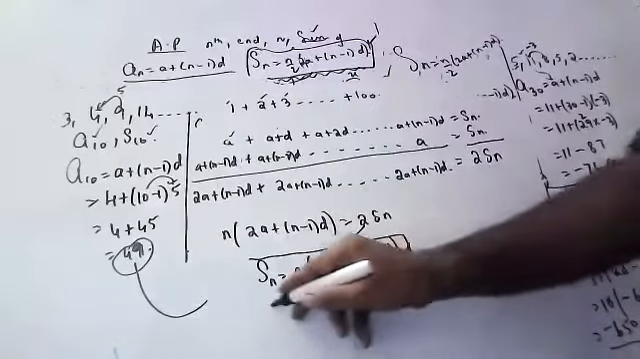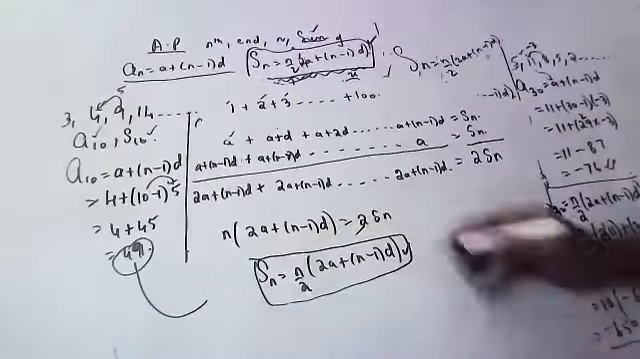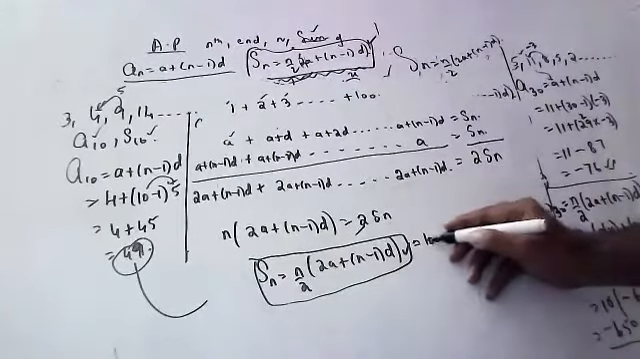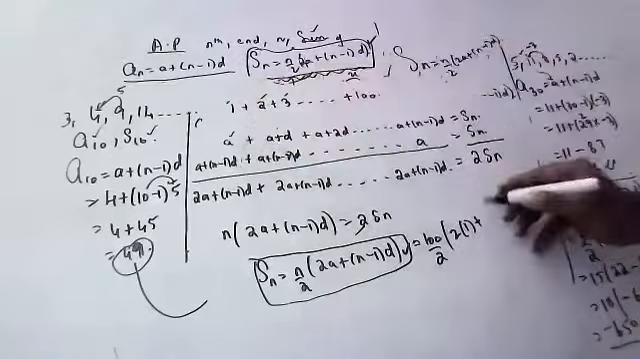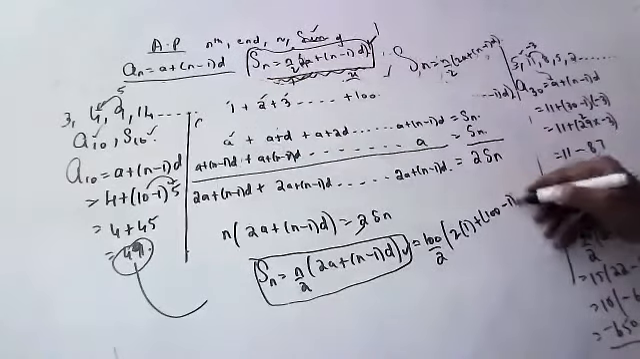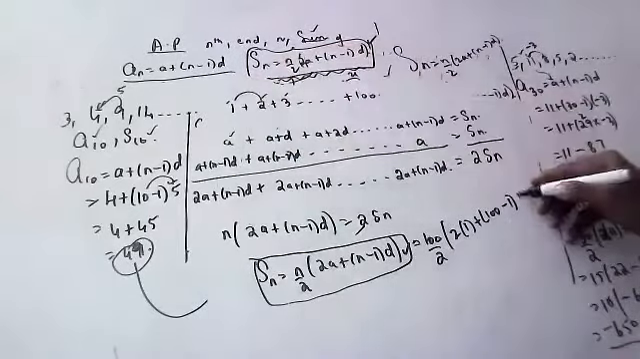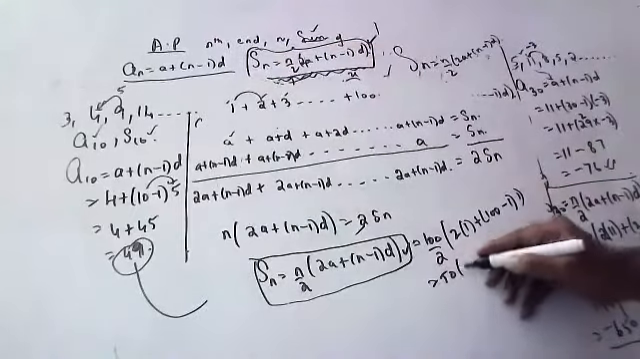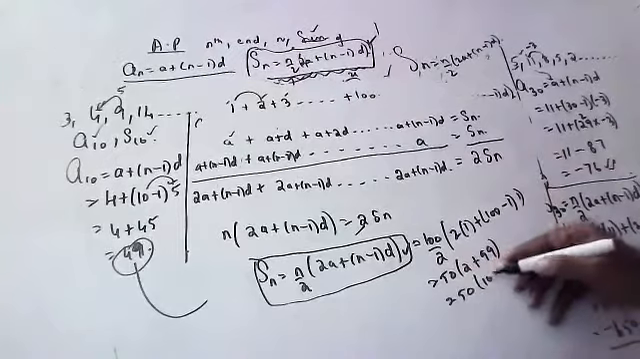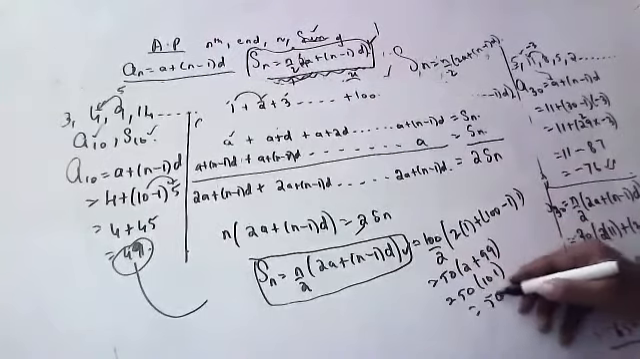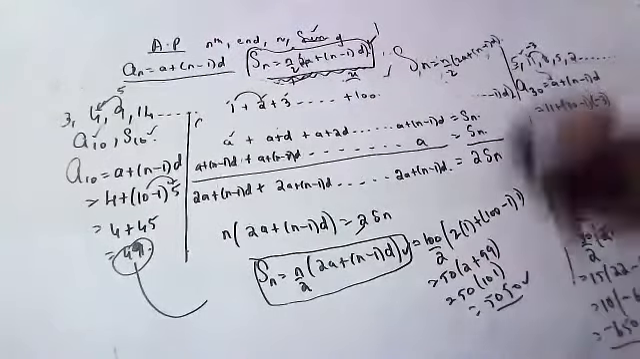And the teacher asked for the sum of 100 terms, children. What is the sum of 100 terms? 100 by 2 into 2 into 1. The first term is 1, children, plus 100 minus 1. The common difference is how much, children? Everywhere 1. Then this is 50, children. This is 2 plus 99. This is 50 into 101, children. So 5050, he said instantaneously.